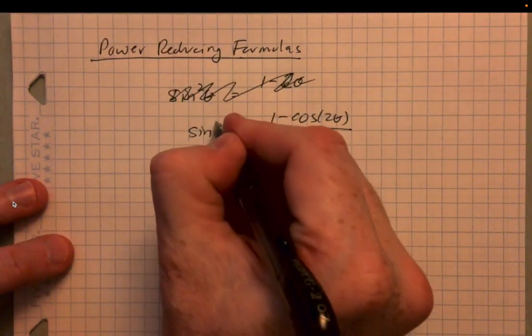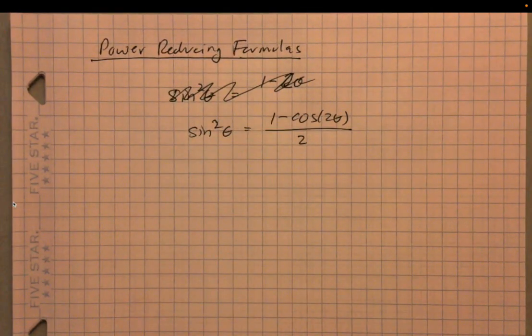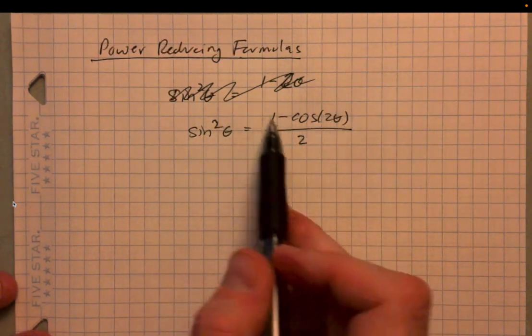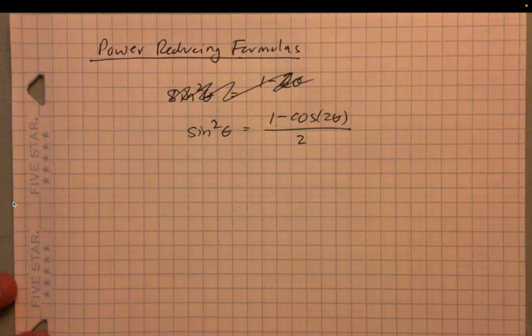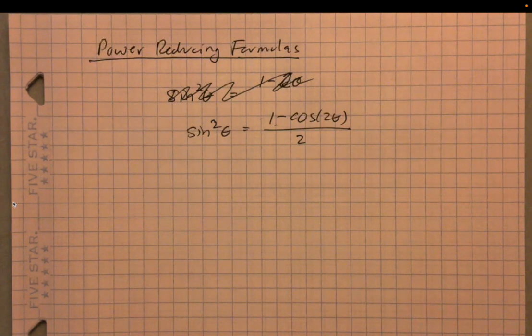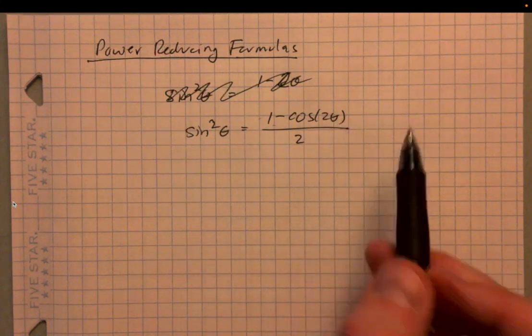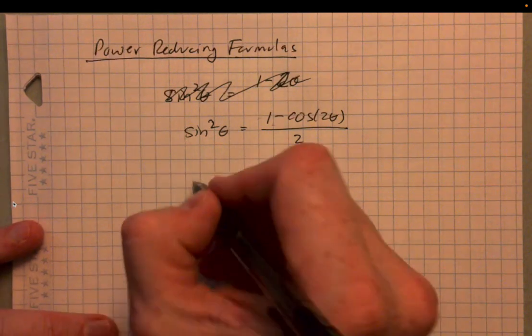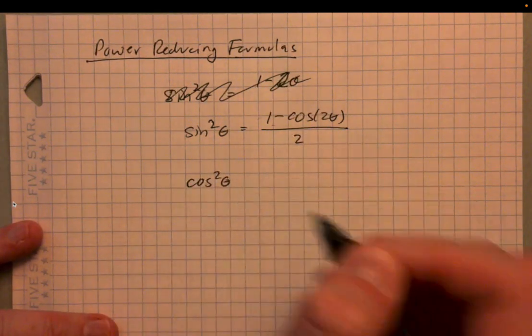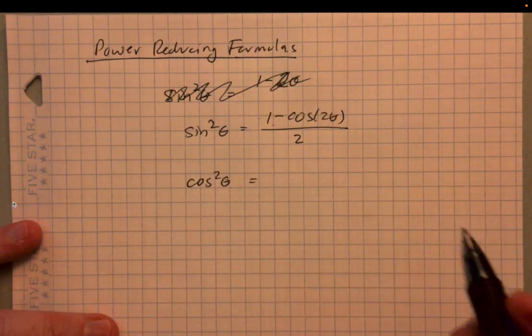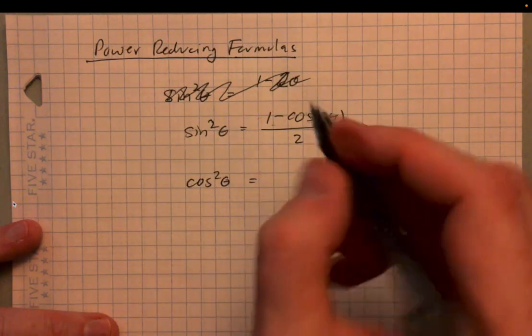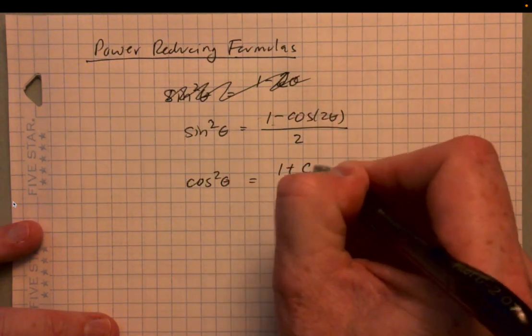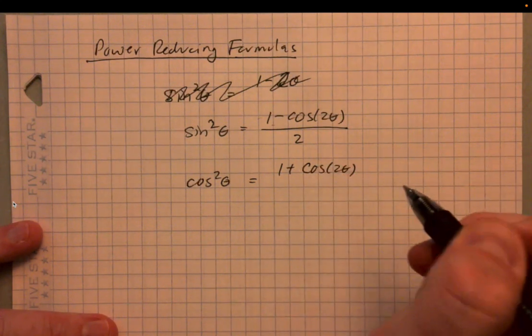So this takes the square of the sine function and relates it to an expression that has trig functions in it where the trig function is not squared. But you see you do have a double angle in here. Obviously these are going to be derived from the double angle formulas. So let's write them all out. The cosine squared theta power reducing formula is 1 plus cos 2 theta over 2.